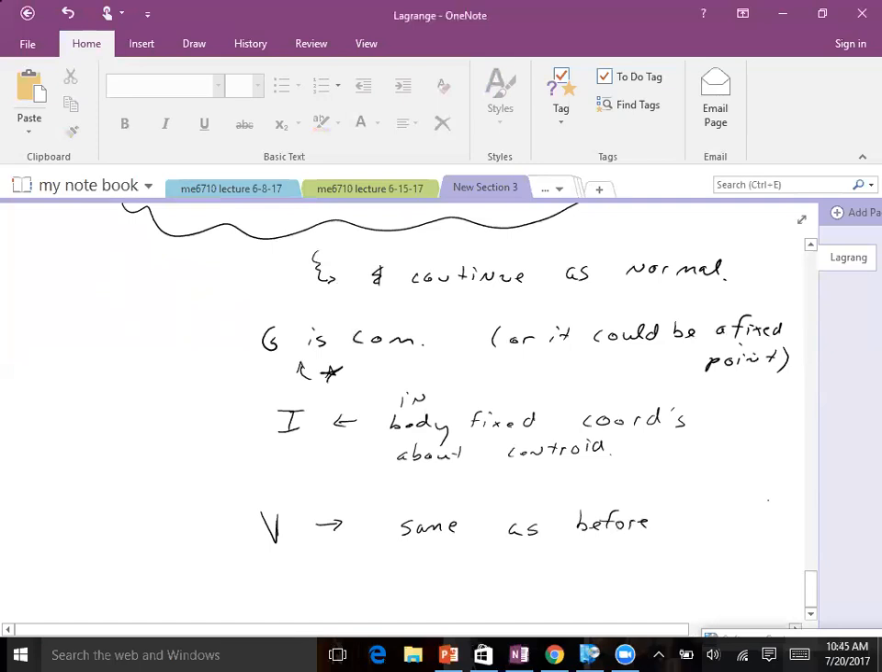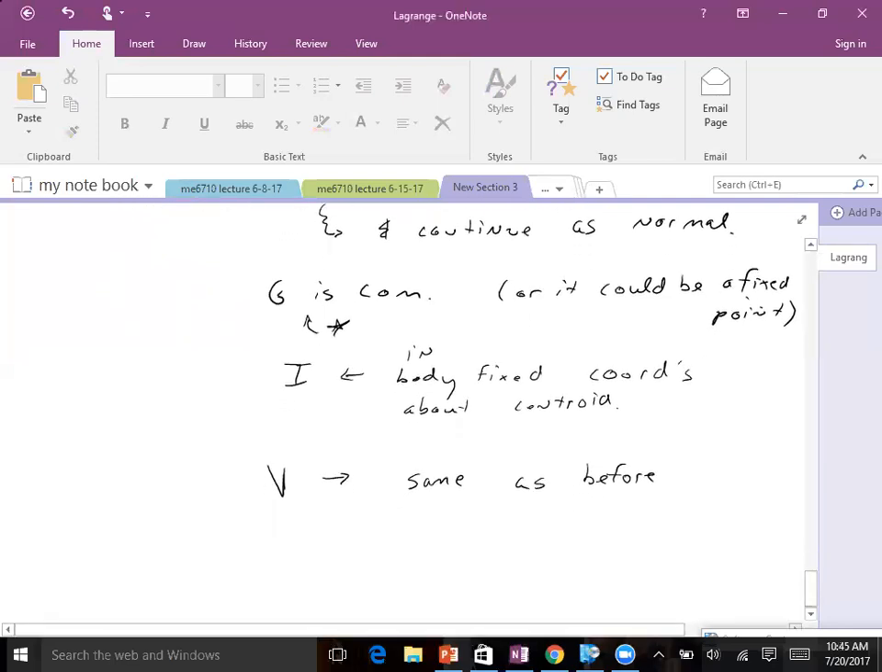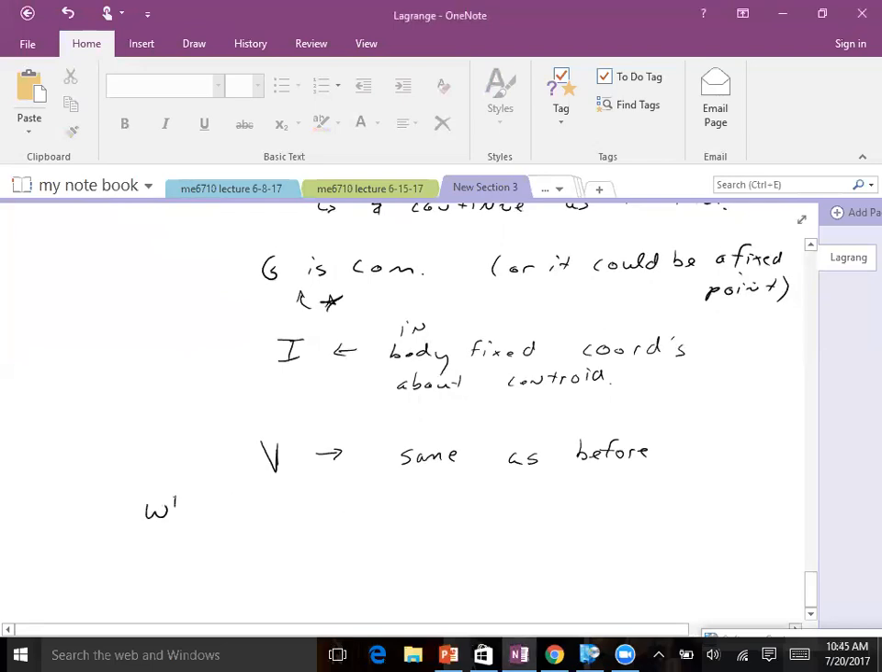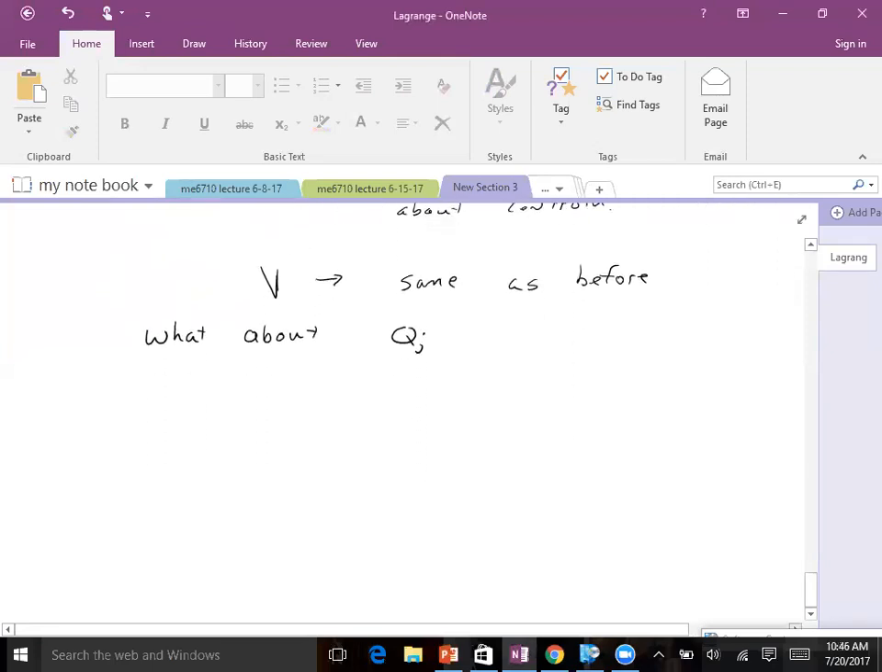We're treating it the same as before. Now, what about the generalized force? Now, Q sub J, we need to go back and revisit. So, guess what? Here we go. There's a little body. We've got some little mass P, of mass dm, some vector RP. And our Q sub J is going to be the integral over the body of the little infinitesimal force acting on P dotted with the partial of little rp with respect to Q sub J.